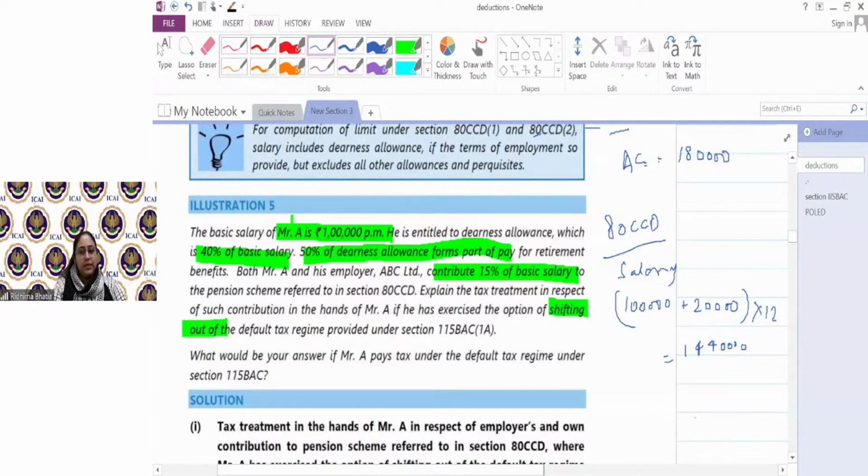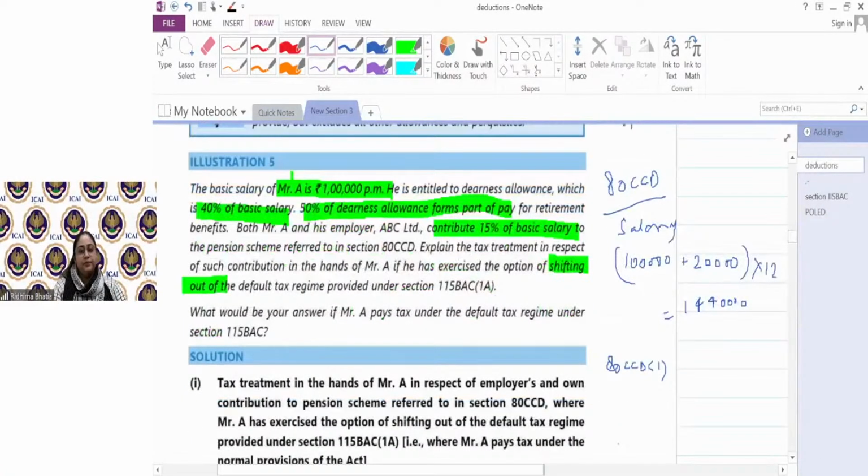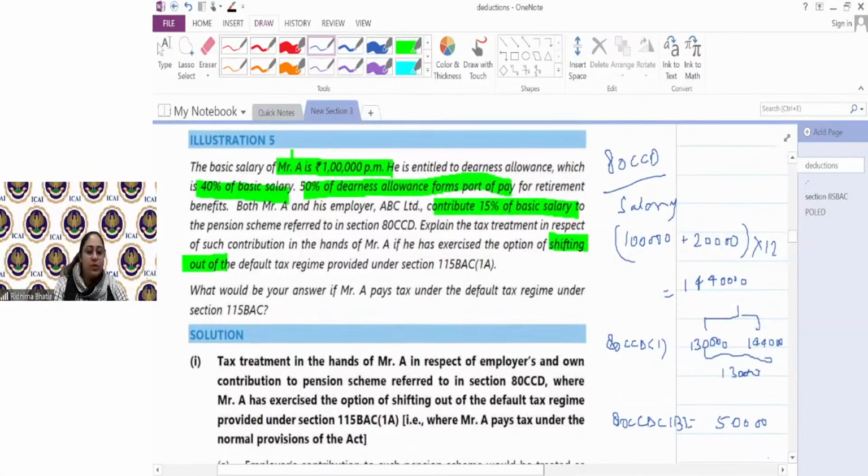Now let's do 80CCD(1) and 80CCD(1B). So first of all I will simply take the amount under 80CCD(1B) of 50,000. Okay? First of all I will simply do that. Now how much actual contribution is left? 130. So 130 and 10% of salary, which is coming to 1,44,000. Which one is lower? 130. So 130 under 80CCD(1) and 50,000 under 80CCD(1B) is the actual optimal contribution.